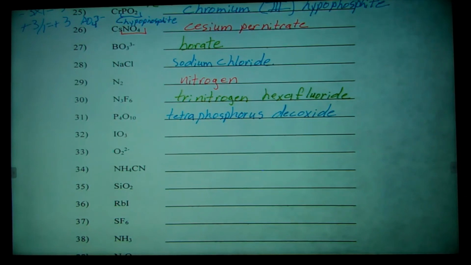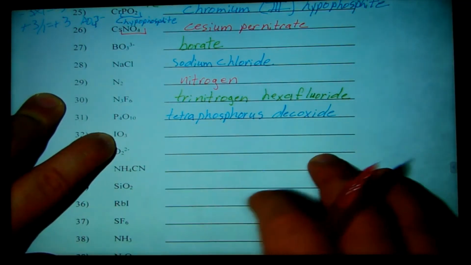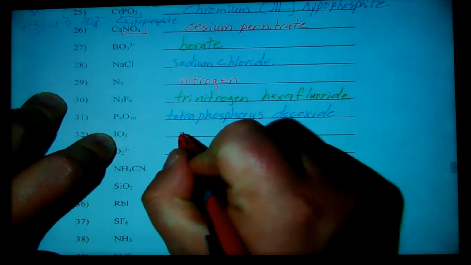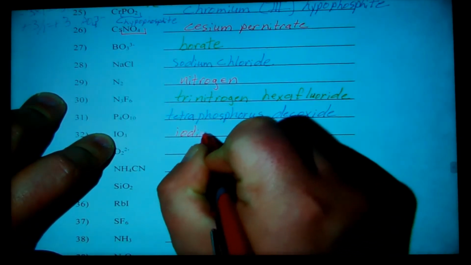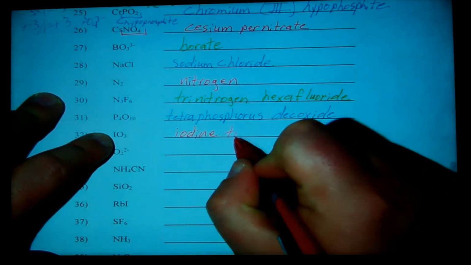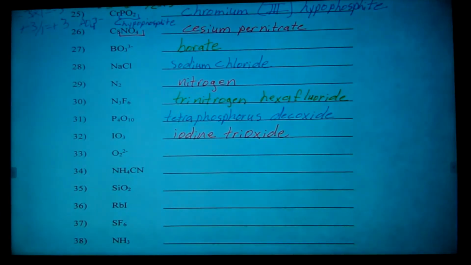We have iodine and oxygen. They are both nonmetals. Nonmetals bonding together is a covalent bond. Therefore, we're using prefixes. In this case, we have iodine, but for the first one there is no prefix needed because it's only one. And when it's only one, you don't use a prefix. So iodine, or iodine, however you want to say it. Trioxide. Alright?